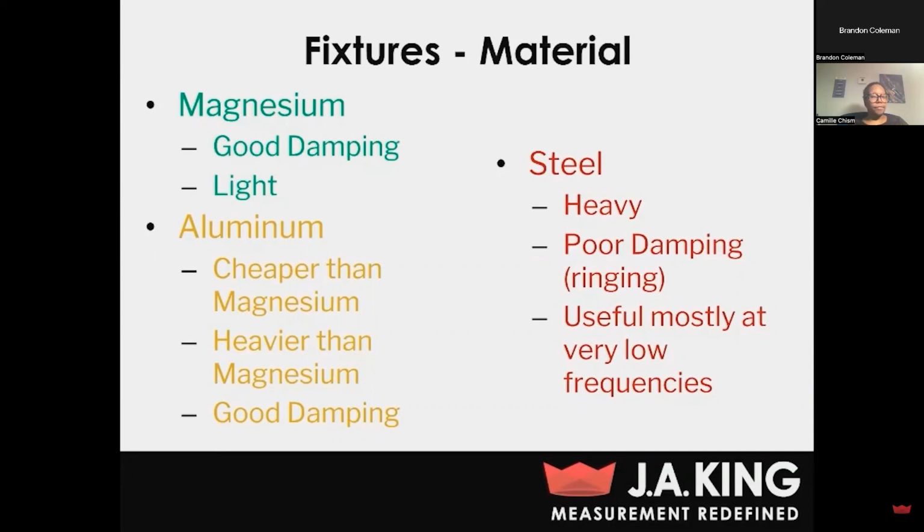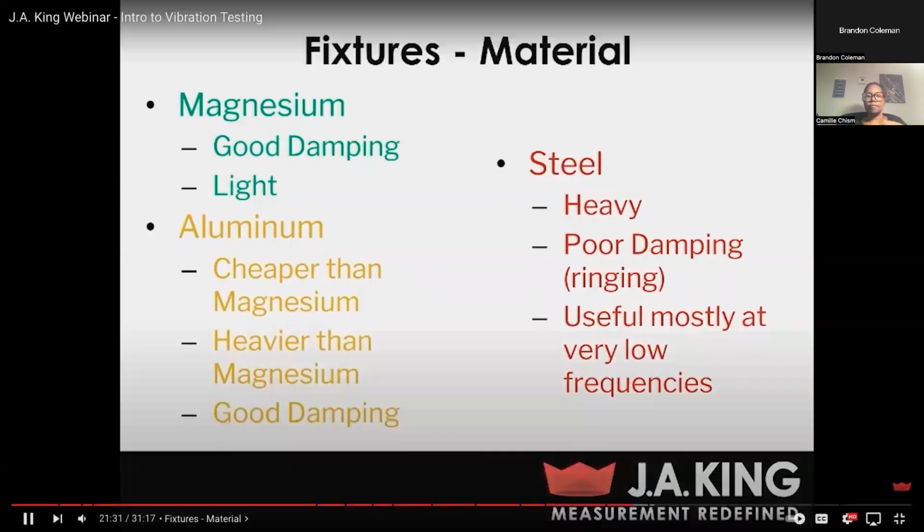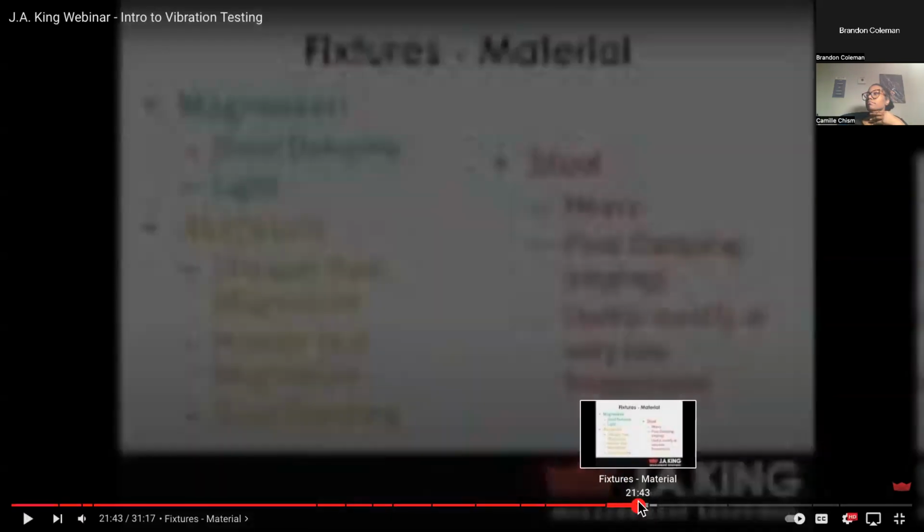So what you're going to want to use instead is materials that are lighter and that have better damping characteristics. And the go-to for that is either magnesium or aluminum. Magnesium is probably the best option.